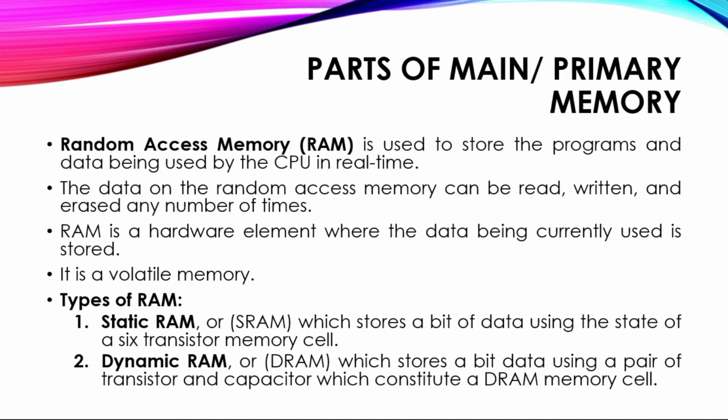Static RAM stores a bit of data using the state of a 6 transistor memory cell, and DRAM stores a bit of data using a pair of a transistor and a capacitor, which constitute a DRAM memory cell. The difference is that SRAM takes up more space for a given storage capacity than dynamic RAM but has a faster access time, about 10 nanoseconds, than DRAMs. SRAMs are used in specialized applications whereas DRAMs are used in the primary storage section of most computers. So this was about the first part of primary memory, that is, RAM.